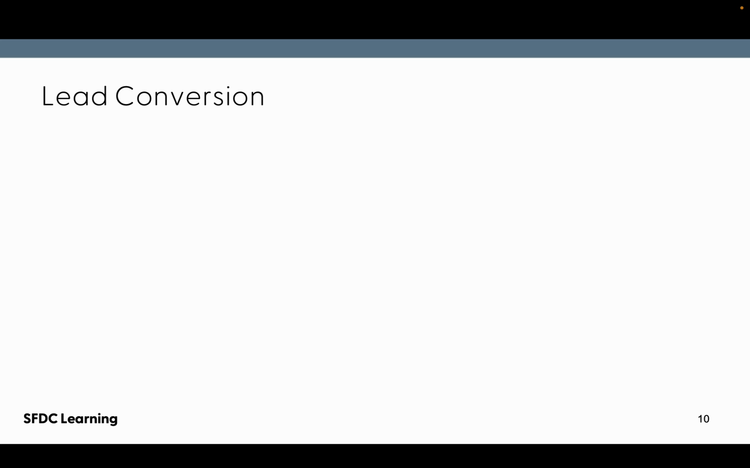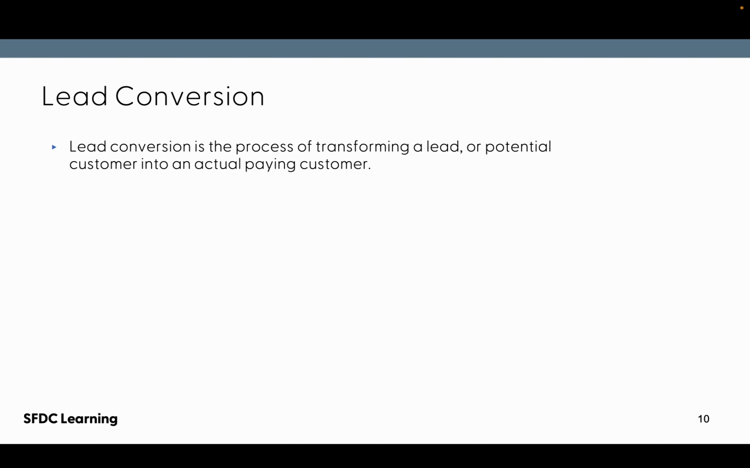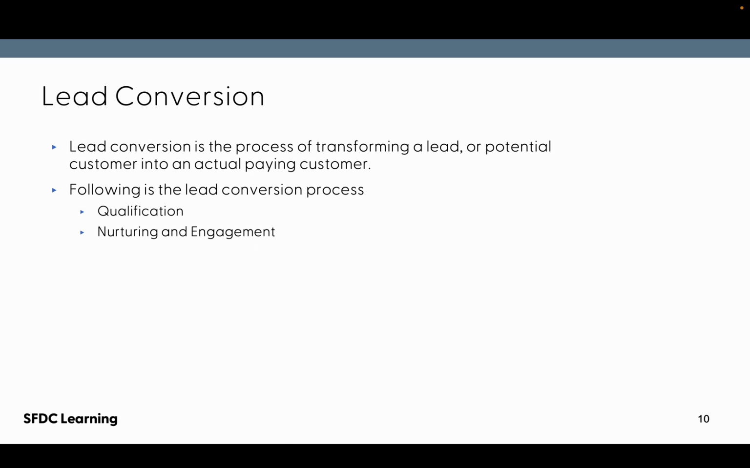Now, lead conversion. What is lead conversion? Lead conversion is the process of transforming a lead, or a potential customer, into an actual paying customer. Following is the lead conversion process. Qualification. First of all, we'll qualify the lead, then we'll nurture the lead and do engagement. Then we'll see whether the company or customer has sales readiness or not. Once that is done, we'll do a conversion. So ideally, the lead gets converted into an account, a contact, and an opportunity in the CRM system.